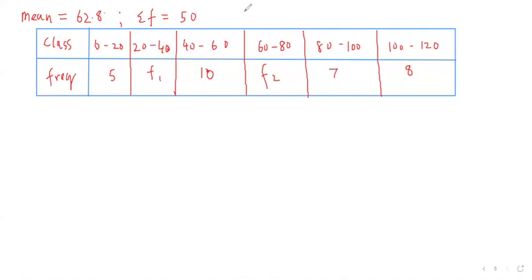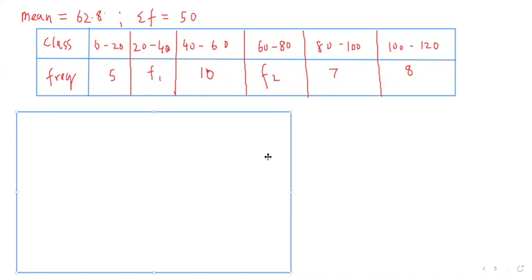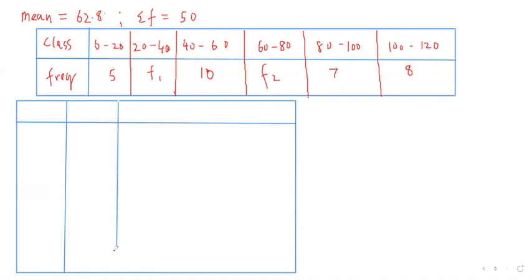So we've got to find F1 and F2. This is a popular sum where you have missing frequencies. I was talking about one, but this example has two missing frequencies. I think the direct method is the way to go. So we make four columns.